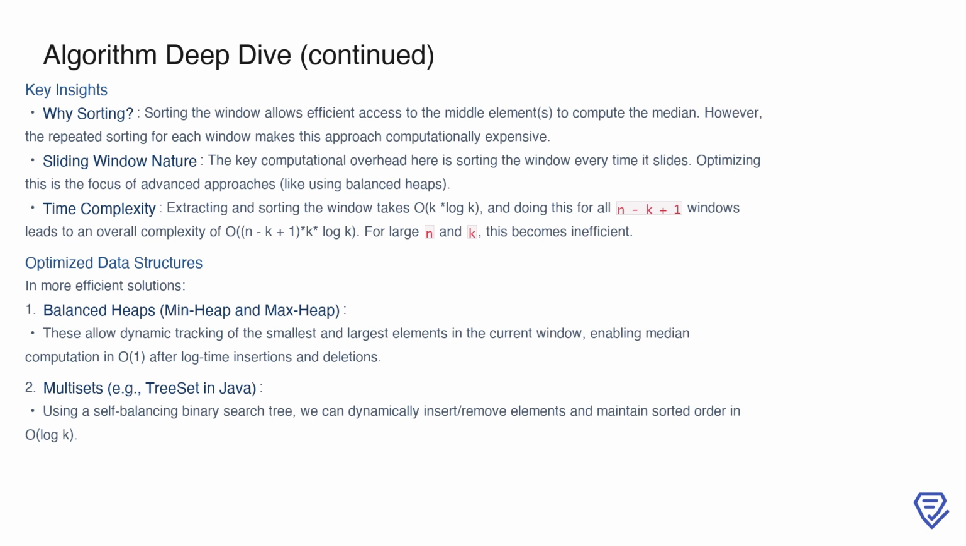To improve performance, advanced techniques utilize optimized data structures. Balanced heaps, such as a max heap and min heap, are a common choice for dynamic tracking of the smallest and largest elements in the window, enabling efficient median computation. Alternatively, self-balancing binary search trees, like Java's TreeSet, can be employed to maintain a sorted state of the window with efficient insertions and deletions. These structures form the basis of optimized solutions.